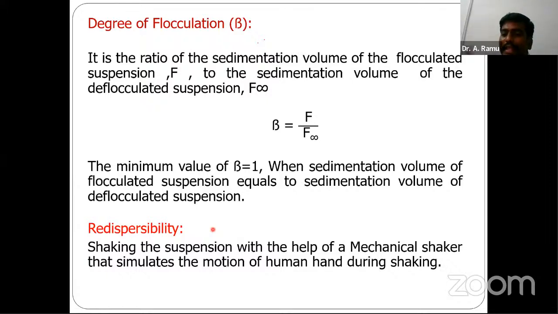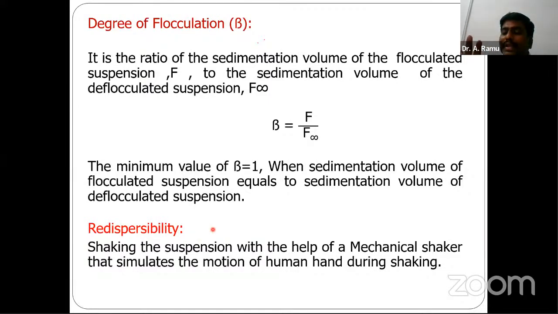You have to shake the suspension by placing it in a bottle, and you have to see whether the particles are well distributed or not. It is difficult to shake uniformly every time, so you can use a mechanical or reciprocating shaker. This reciprocating shaker should be used in such a way that it simulates the motion of human hand shaking. That means however we shake the bottle by hand, the shaker should shake in the same way.